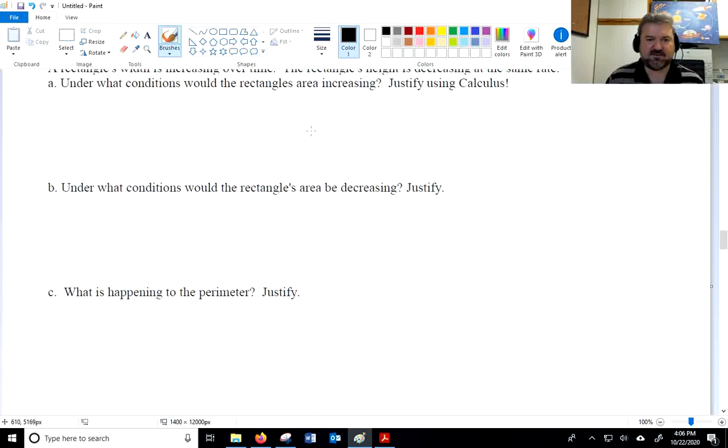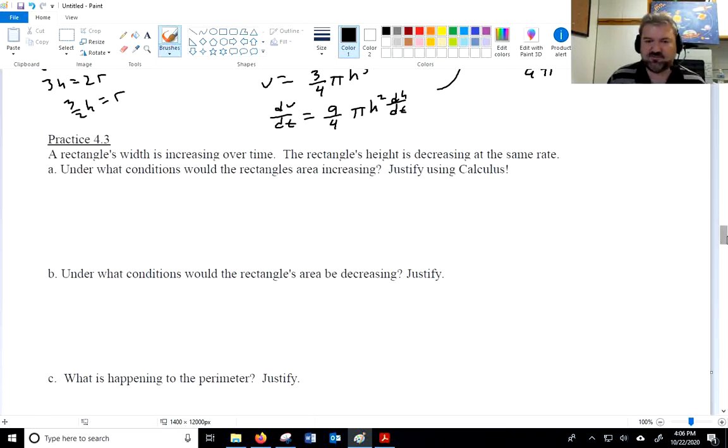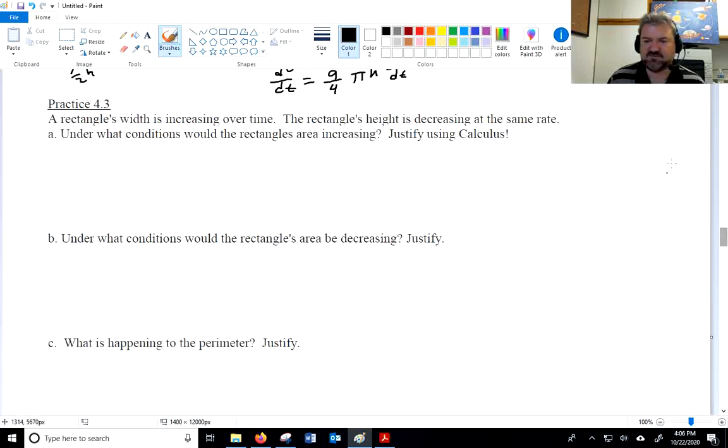All right, next one. A rectangle's width is increasing over time. The rectangle's height is decreasing at the same rate. Go ahead and pause the video and answer these questions, and then unpause it when you're ready, and we'll go over them.